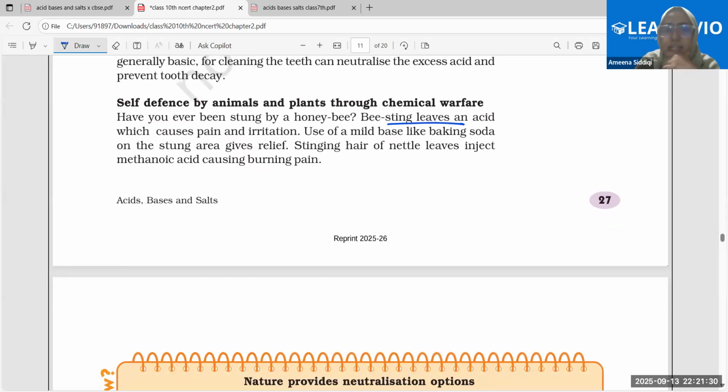So a bee sting leaves an acid which causes pain and irritation. That acid is nothing but methanoic acid. That is the formic acid. Methanoic acid is the chemical name. Formic acid is the common name. And we can have a mild base here like baking soda, basically, which will give the relief.